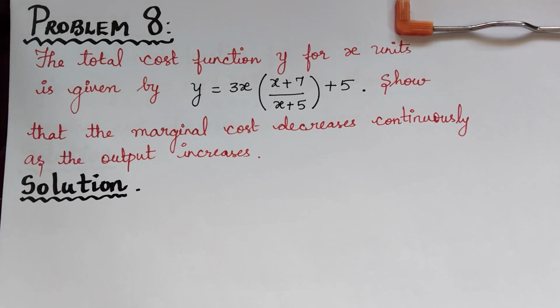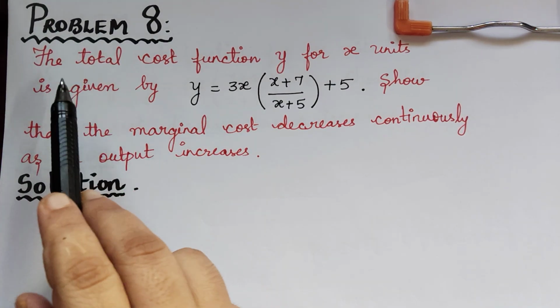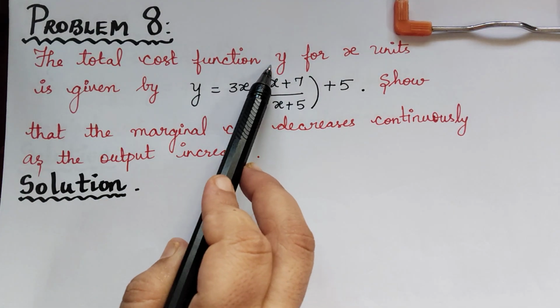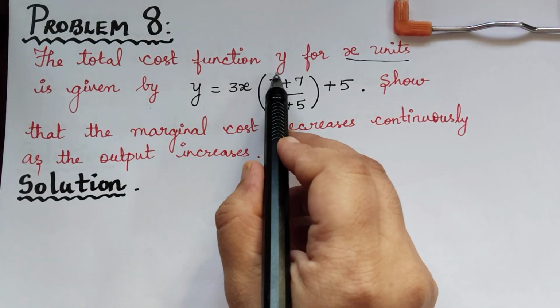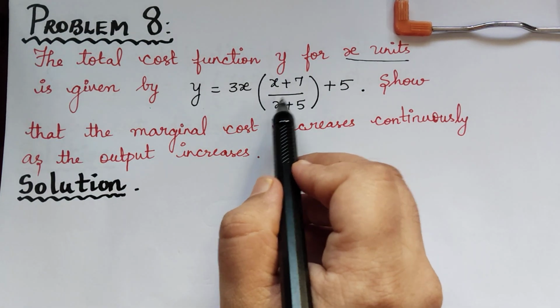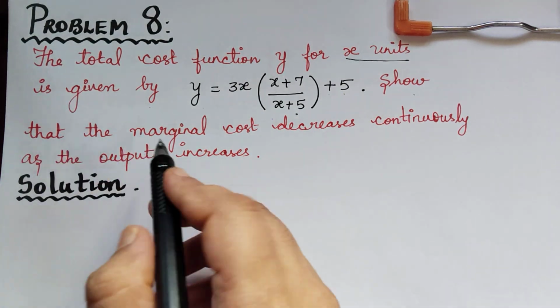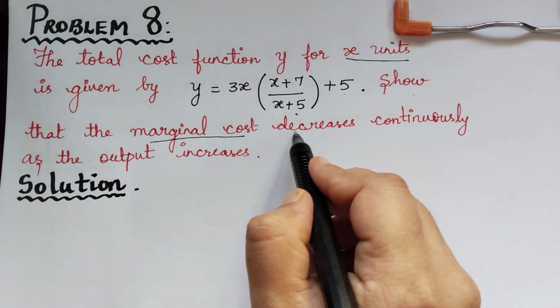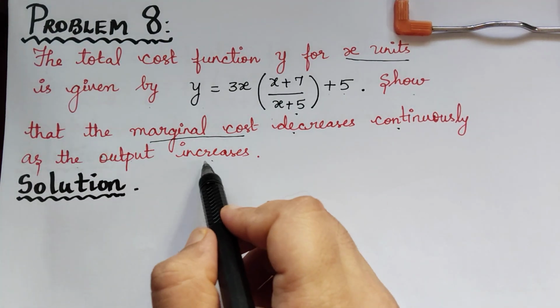Hello students, under the topic applications of derivatives, here we have problem 8. The question is, the total cost function y for x units is given by y equals 3x multiplied with (x + 7) divided by (x + 5), plus 5. Show that the marginal cost decreases continuously as the output increases.